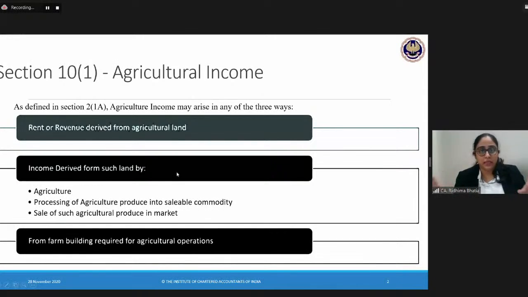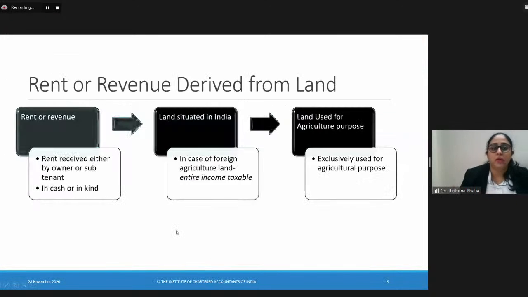Now if any of your agricultural related income falls in these three categories, it would be agricultural income as per section 2 and it would be exempt as per section 10. I'm not leaving here, we'll do each one of it in detail. Now, number one is rent or revenue derived from land. So it is clear that it should be an agricultural land, correct?